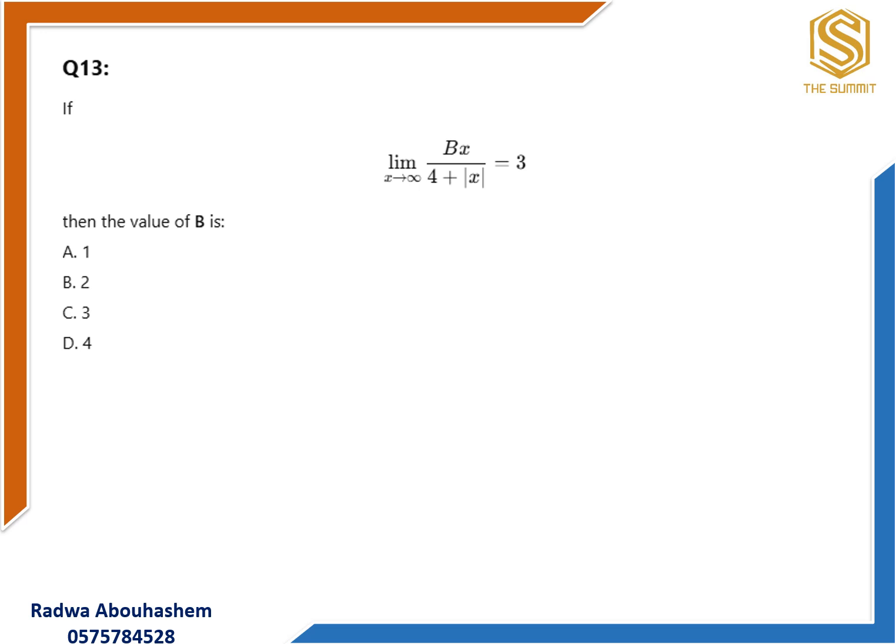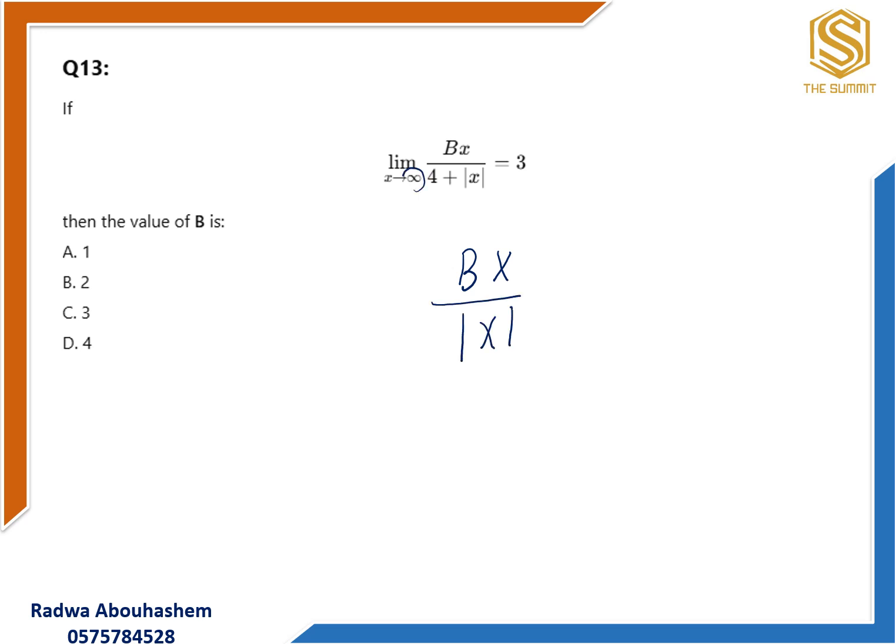Okay, here he's telling you to take the limit as x approaches infinity of (bx over 4 plus the absolute value of x) equals 3. What is the value of b? He already gave you the limit, and we agree that if we have a rational function, we just take the coefficient of x. So it would be like this: bx over the absolute value of x.